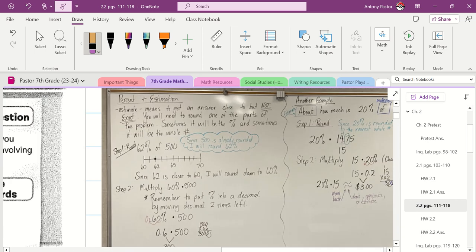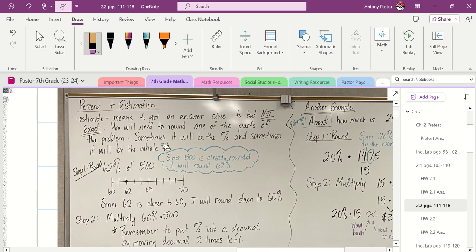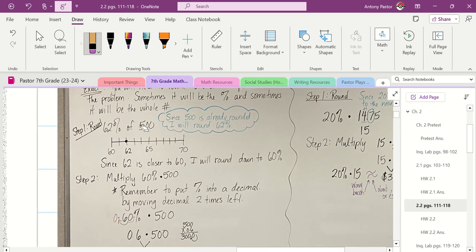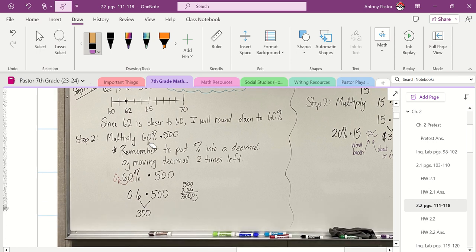Sometimes you will be rounding the whole number and not the percentage. 62% of 500: since 500 is already rounded, it's a whole number with zeros at the end, we'll round 62% to become 60. We're going to multiply 60% and 500, again, learning what we did with our last lesson, either turning 60 into a fraction or turning it into a decimal, multiplying it by 500 to find that it becomes 300.